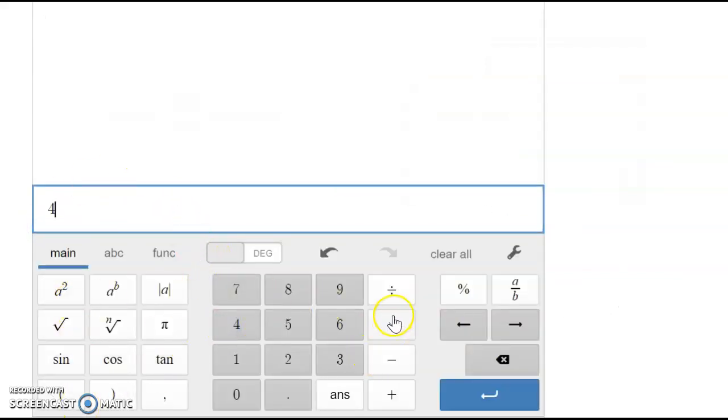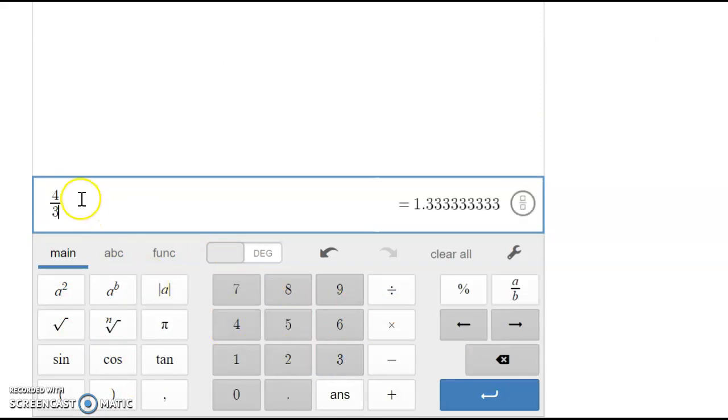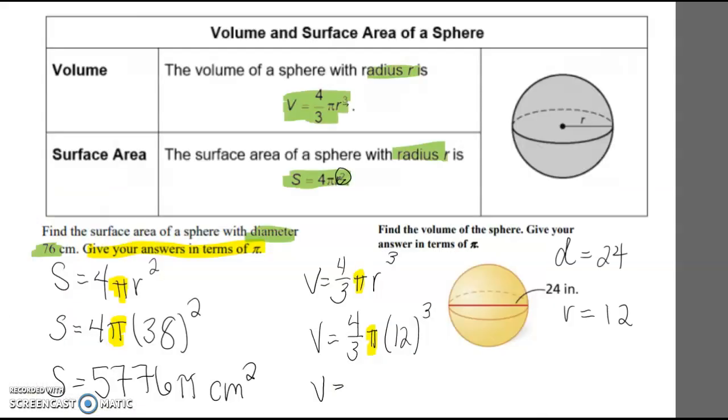So 4/3 times 12 cubed is 2,304. So the volume is 2,304 pi inches cubed.